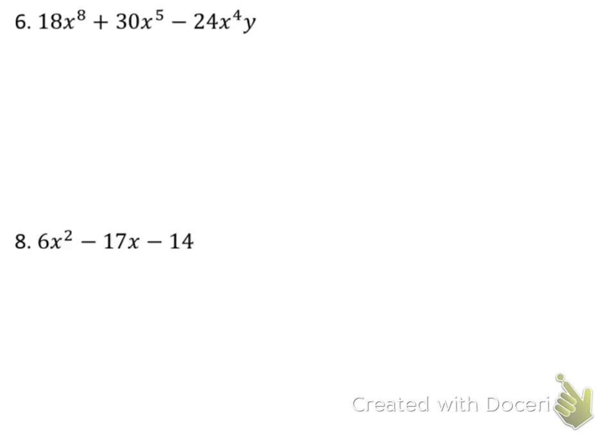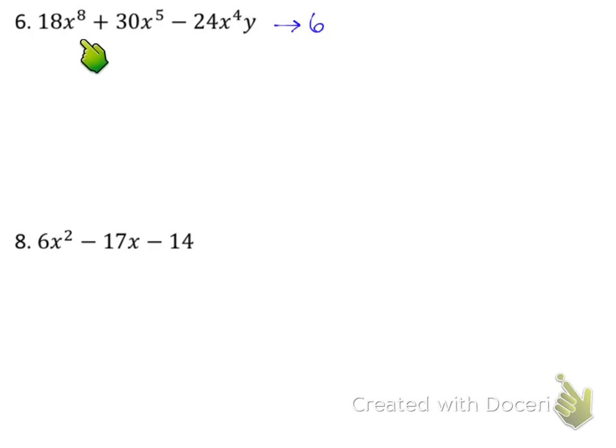Alright, so the next one we're going to do is factoring. So we're going to take these three terms up here and factor them. So with this one, you can't really do the M method because there's a random y here. So what you're going to do is go through, look at all three of these terms, figure out what they have in common. So the biggest thing that you can divide 18, 30, and negative 24 by is 6.